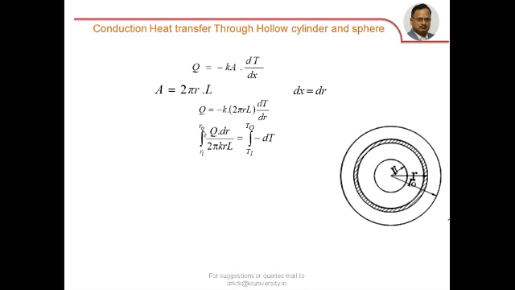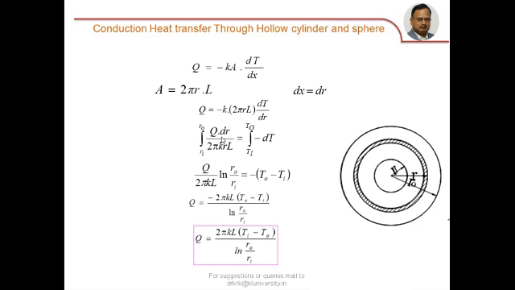r varies from inside radius to outside radius. Temperature varies from Ti to T0. So by integration you will get Q by 2 pi KL, integration with upper limit and lower limit in the same order, log R0 by Ri equal to minus dT, integration is T, upper limit and lower limit substitution, minus (T0 minus Ti). Therefore Q equal to minus 2 pi KL (T0 minus Ti) by logarithm of R0 by Ri. Or we can write Q, conduction heat transfer through a hollow cylinder having outer radius R0, inner radius Ri, is given by 2 pi KL (Ti minus T0) by logarithm of R0 by Ri. Very important, remember it.